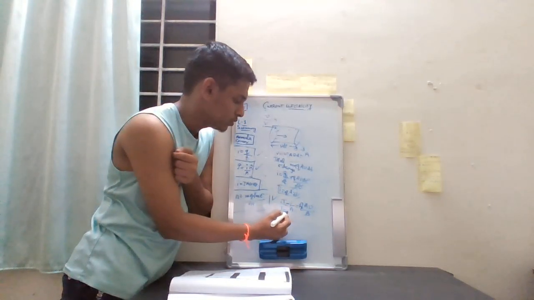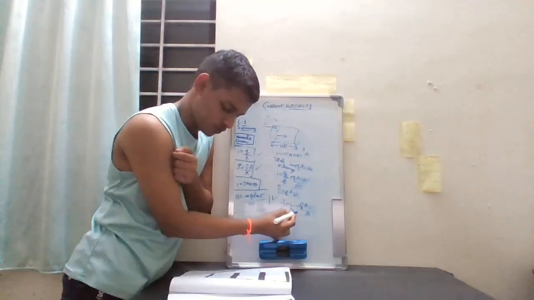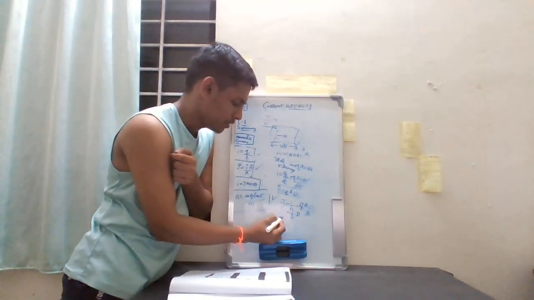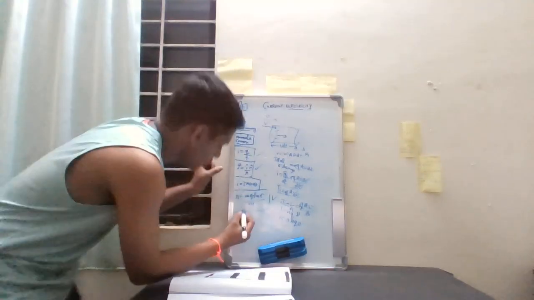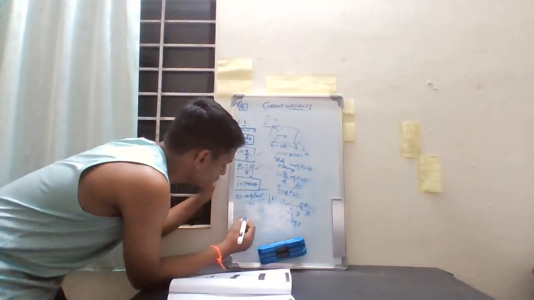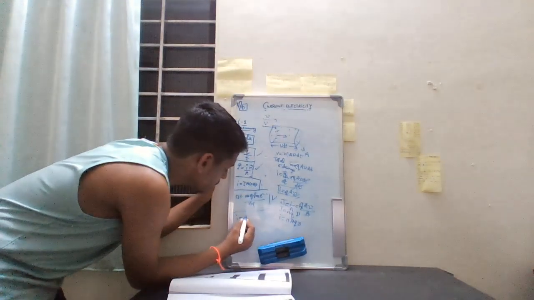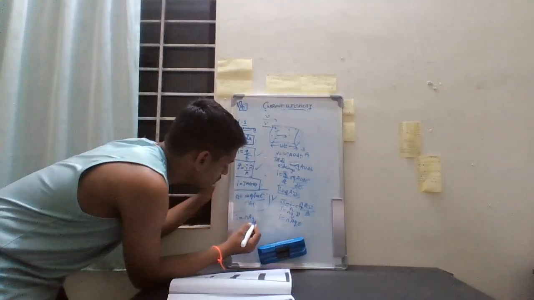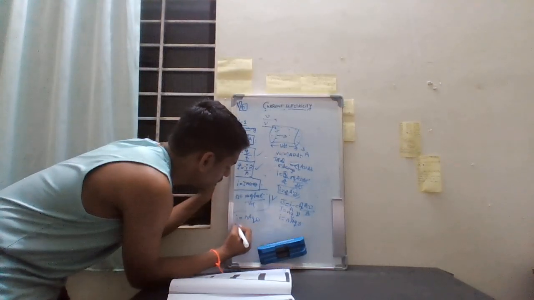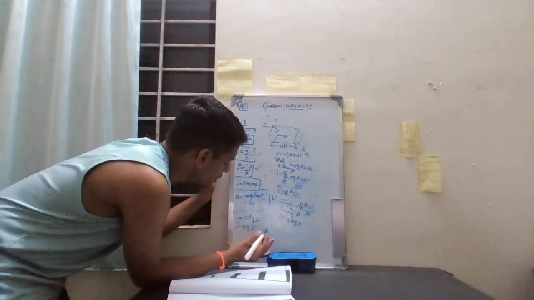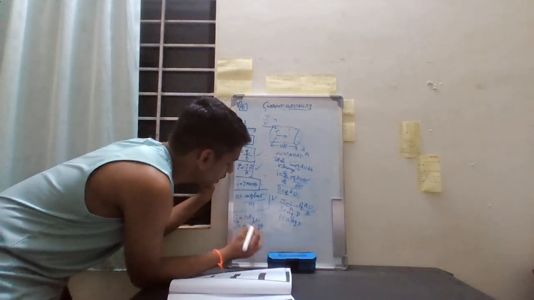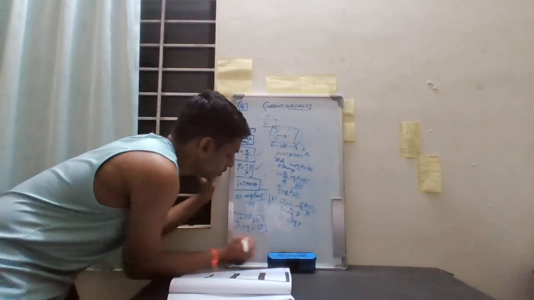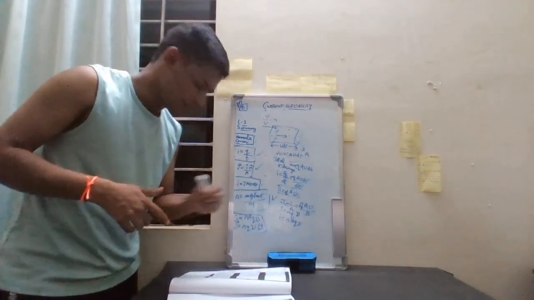So J equals n Q v and I equals n A Q v. Just write it: I equals n A Q v and J equals n Q v, and J would be in the direction of the velocity of the electrons. That's it. We're done.